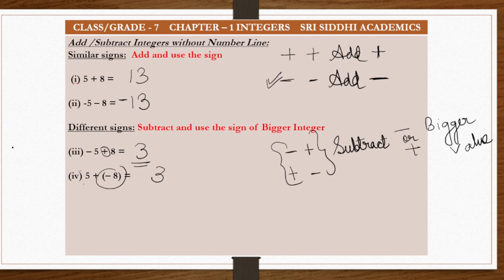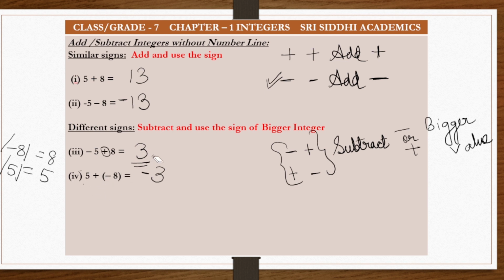If you look at the absolute value, which has a bigger absolute value, 5 or 8? Definitely you will say 8 has the bigger absolute value. Now, this 8 had a sign before we determined its absolute value. What was its sign? Minus. That will come in the answer. So, it will become minus 3.